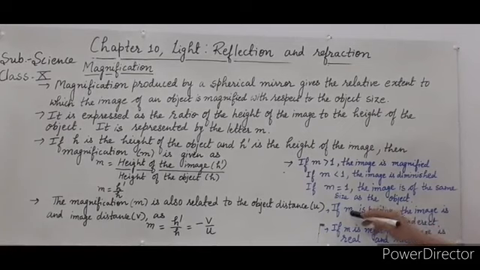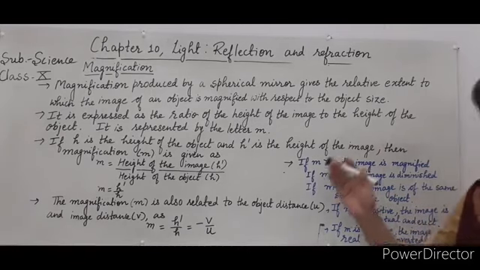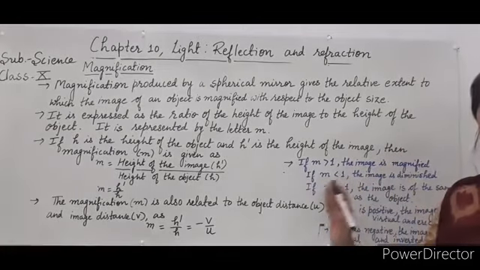Now, if magnification is positive, it means the image is virtual and erect. If magnification is negative, the image is real and inverted. So if m is negative, it means the image is real and inverted. So it is all about magnification.